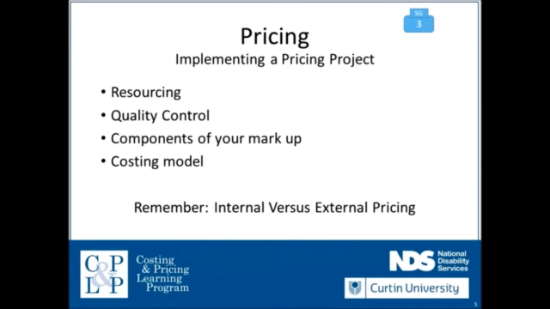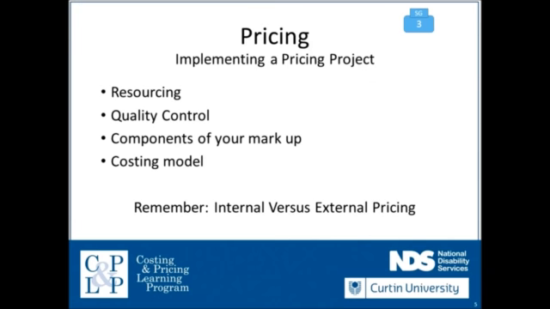It's really important, particularly in early days, to undertake this quality control check. Finally, you need to think about the components of your markup, what kinds of things you want to put into your markup, and we'll talk about markup as a concept in a couple of slides' time. However, for the moment, we need to understand that not only does price equal the cost of service delivery, but it also equals an additional markup that ensures your financial sustainability moving forward.